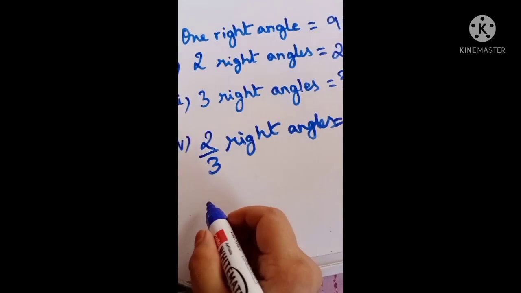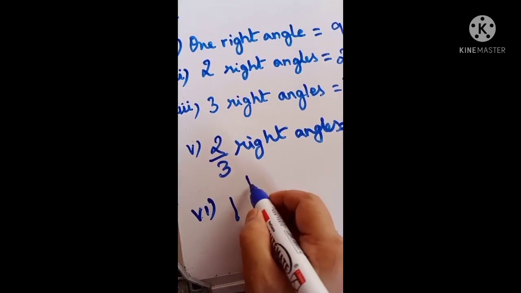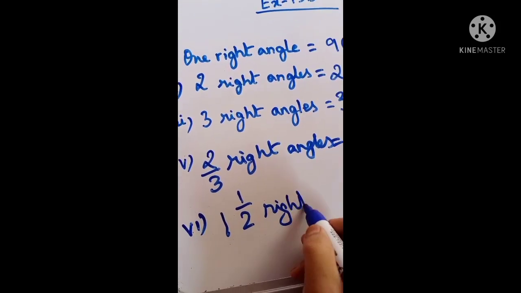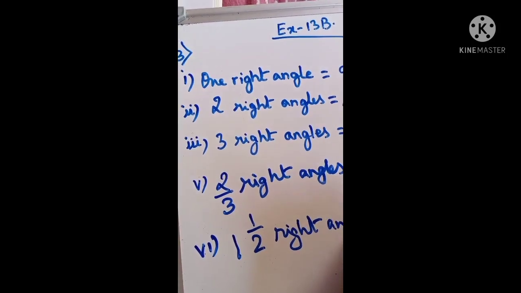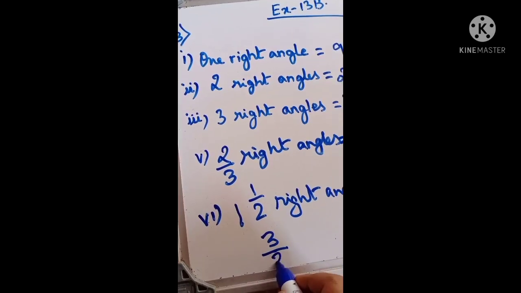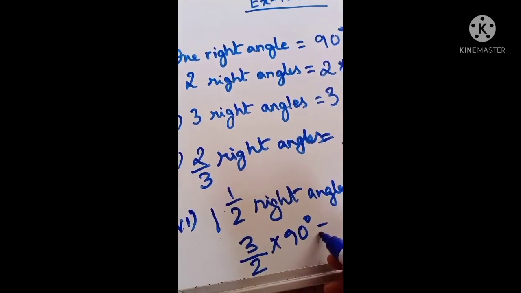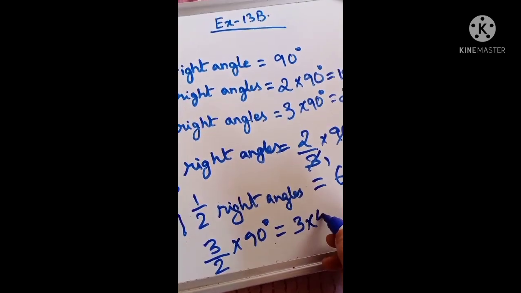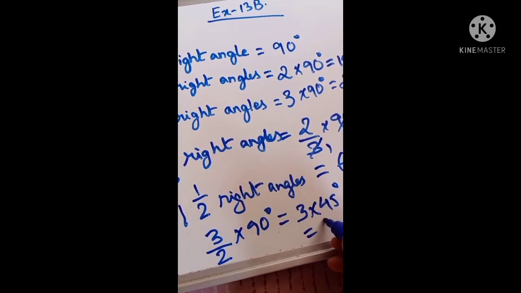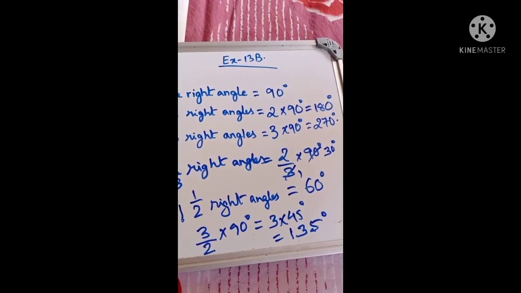Then the last one, the sixth one, will be 1 1/2 of a right angle. 1 1/2 of right angles we can write as 3 by 2, right? So 3 by 2 into 90 degree. That means we can multiply 3 into 45 degree. So what is our answer? 3 fives are 15, 3 fours are 12, 13, 135 degree is our answer, right?